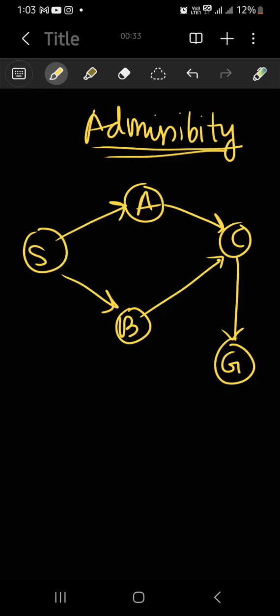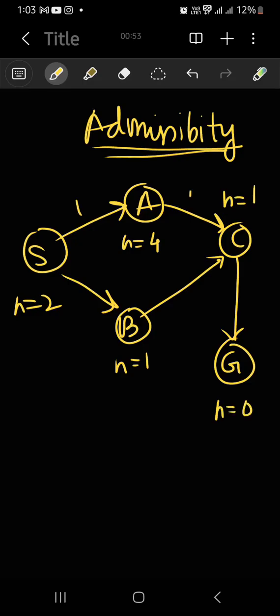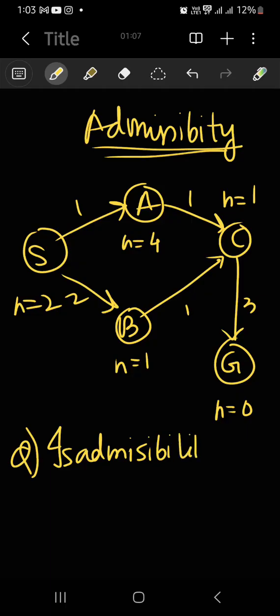Now the estimated cost is given: h equals 2 over here, h equals 4 over here, h equals 1. I will be explaining everything, don't worry, just watch the video, you will understand every single thing. Now the actual cost of this is like, okay, now the question is: is admissibility satisfied? So we have to check the admissibility condition for all the nodes.